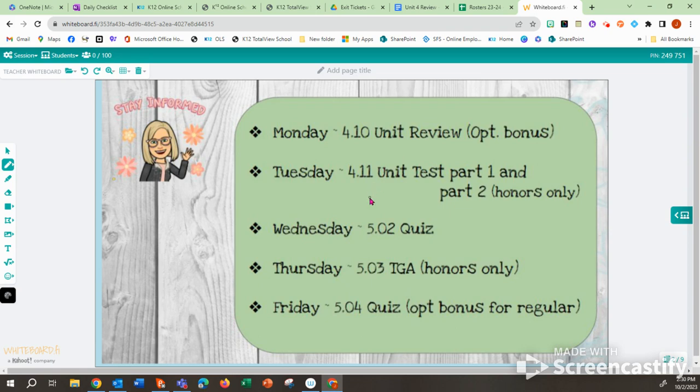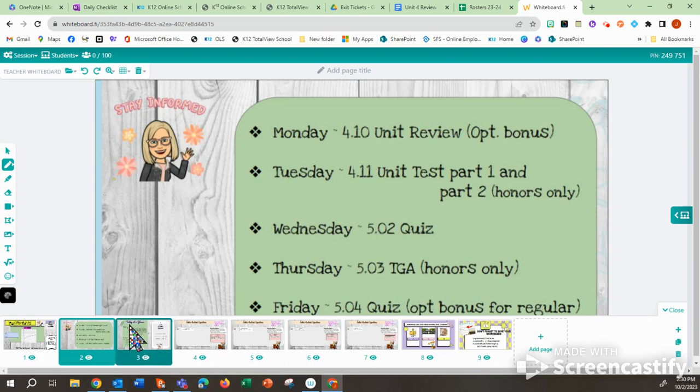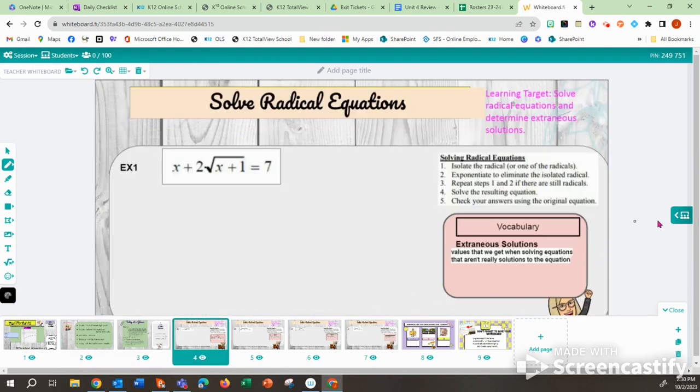Tuesday, which was yesterday, you had the 4.11 unit test part 1. Part 2 was only for honors. Wednesday, which is today, we're moving into unit 5, 5.02. Tomorrow is 5.03. There is a TGA, but that's for honors only, so y'all don't have to worry about it. And then Friday is 5.04 with an optional bonus there for regular. So I'm going to go ahead and move into example 1.